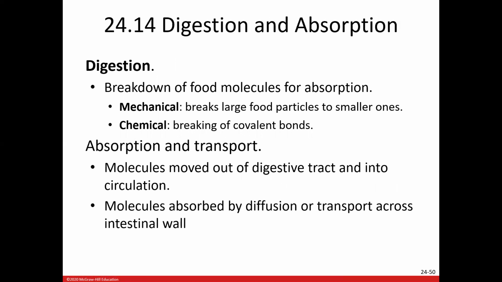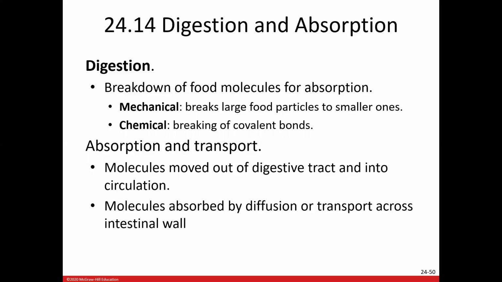So that's the end of the actual digestive structures. The last thing we're going to talk about is just the general processes of digestion and absorption for all of the macromolecules that we have. So your carbohydrates, your proteins, and your lipids, as well as a little bit of water and salts.